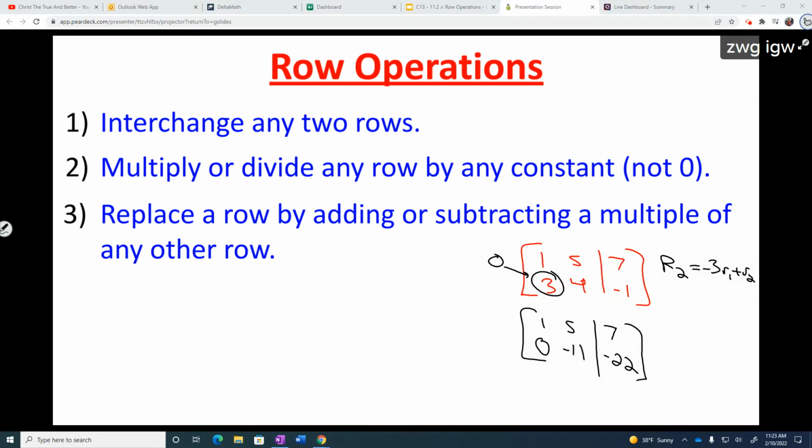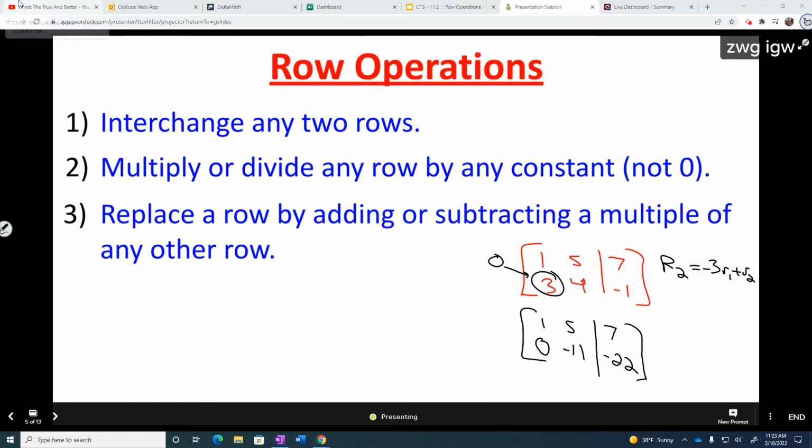So that's what I did, but again, I'm going to explain that a lot more. That's the third operation we're allowed to do. We're allowed to replace a row, so we replaced the second row by adding a multiple of another row. We added a multiple of row 1. This is where it gets confusing. All right, just hang in there.